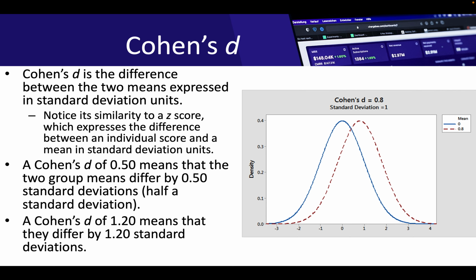Cohen's d is the difference between the two means expressed in standard deviation units. Notice its similarity to a z-score, which expresses the difference between an individual score and a mean in standard deviation units. A Cohen's d of 0.50 means that the two group means differ by 0.50 standard deviations, or half a standard deviation. A Cohen's d of 1.20 means that they differ by 1.20 standard deviations.